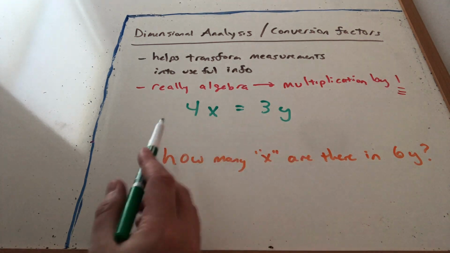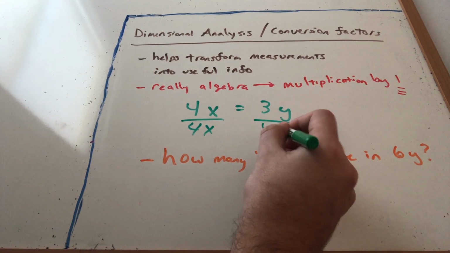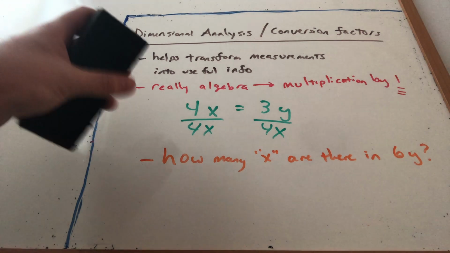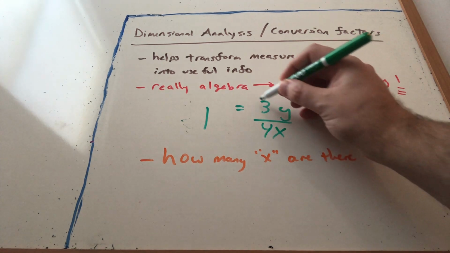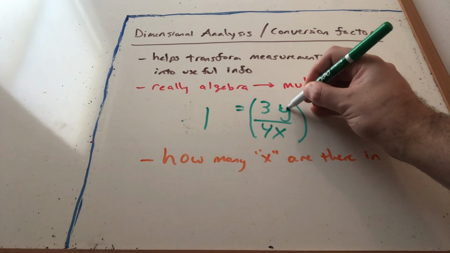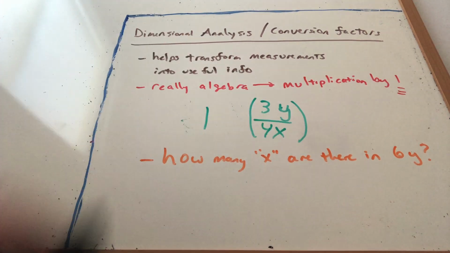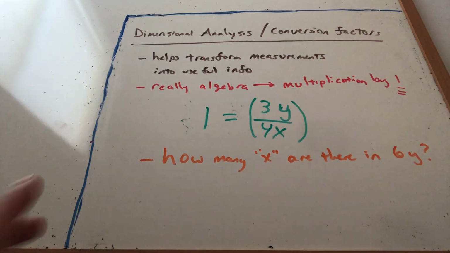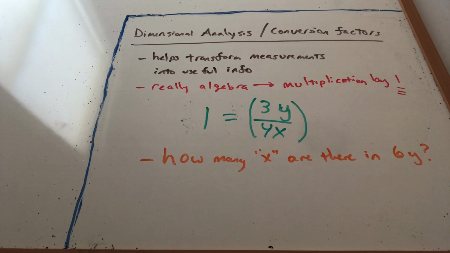If I take this whole thing and I divide both sides by 4x, okay? On this side of the equation, 4x divided by 4x is equal to 1. And on this side of the equation, I now have a fraction. And this fraction will allow me to take x information and turn it into y information. Again, the point is it really is multiplying by 1, but we're changing how we look at things. We're no longer going to look at things in terms of x. We're going to look at things in terms of y, okay?